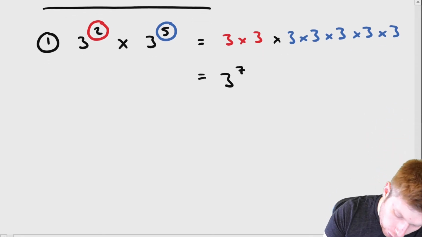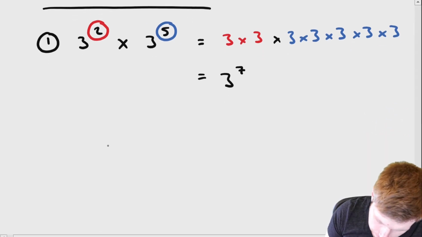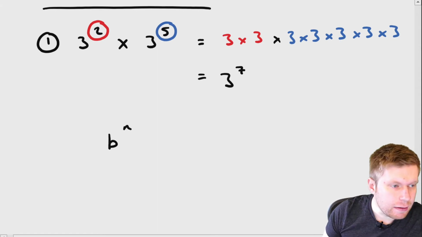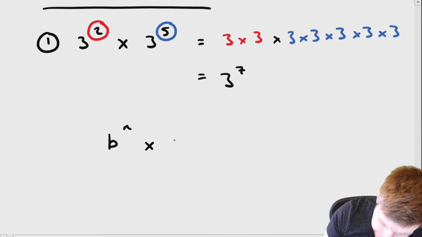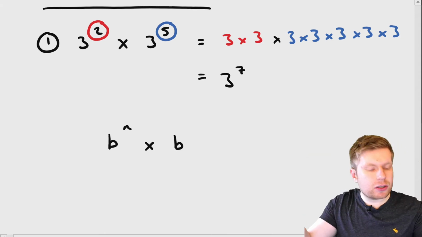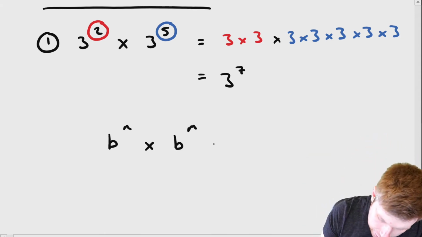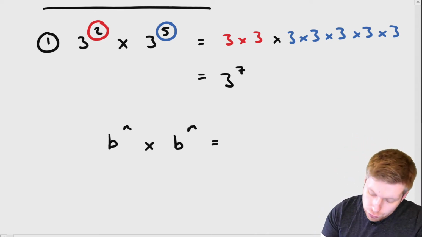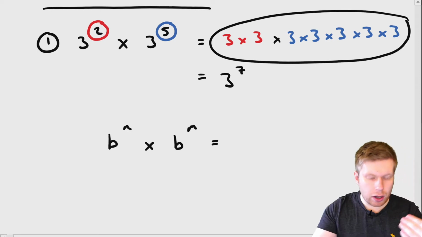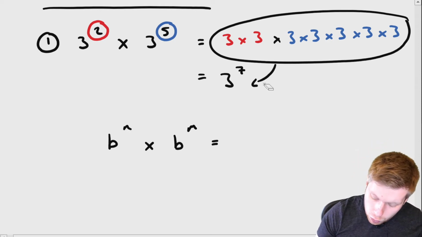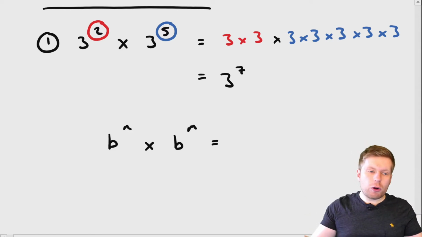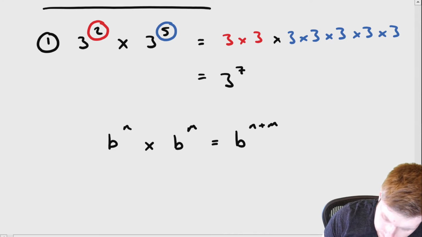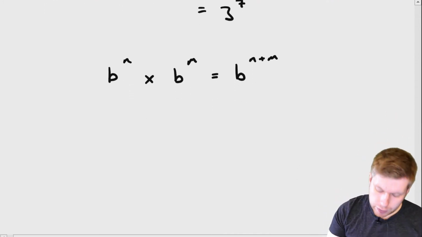So in general, if I have some base, which I'll call b for base, raised to some power, let's say n, and I multiply it by the same base b raised to another power, which I'll call m, and I want to simplify this, a shortcut rather than writing it out in full and collapsing it down, is to just add those powers together. I keep the base the same, but add the powers together. Let me give you an example.